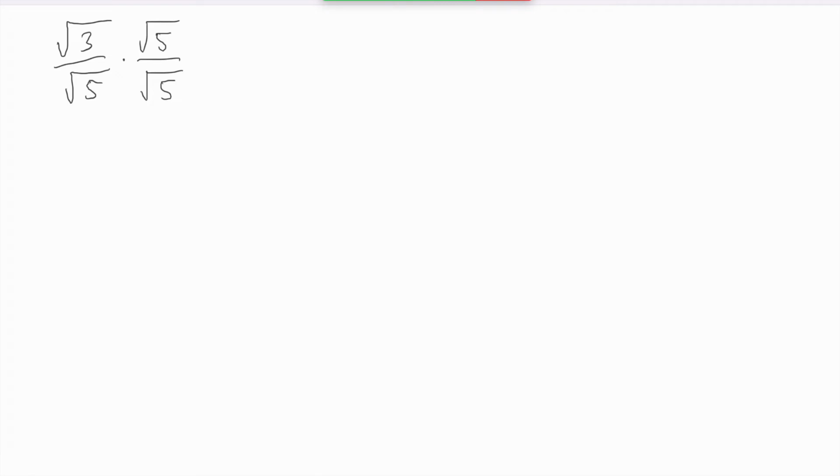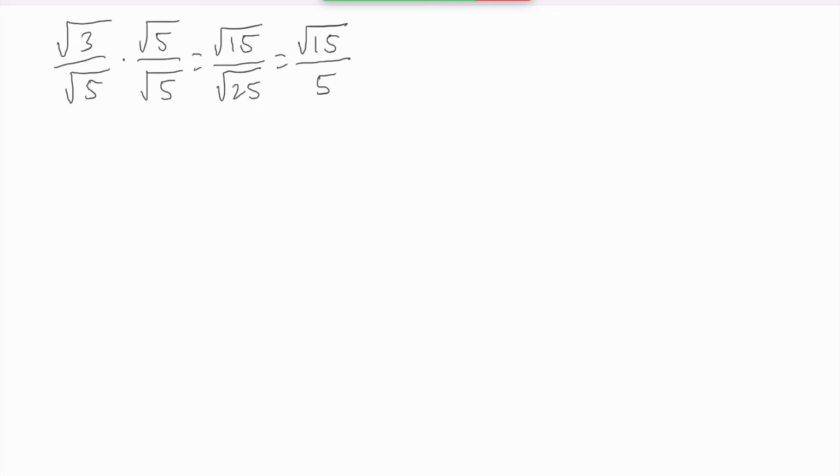Square root of 5 divided by the square root of 5 is just 1. Anything divided by itself is 1. However, now if we multiply here, square root of 3 times square root of 5 is the square root of 15. And square root of 5 times square root of 5 is the square root of 25. Square root of 15 doesn't have any perfect squares you can simplify out of it, so that stays exactly the same. And then the square root of 25 is 5.